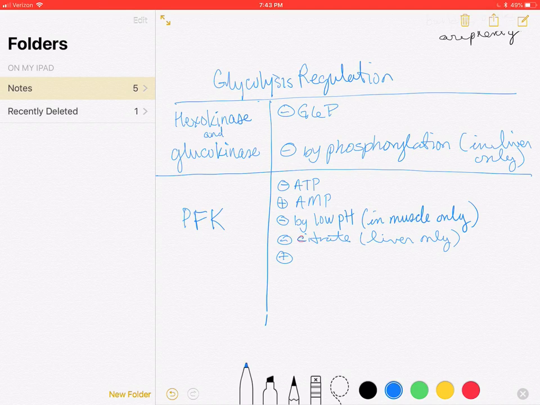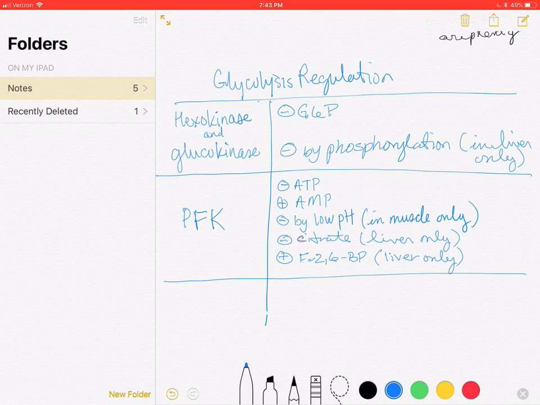Okay, and we learned earlier that, or did we learn this earlier? Well, it's true that, we're going to talk about this now, fructose 2,6-bisphosphate also activates PFK, but this is in the liver only. So we'll talk about that in a few minutes.